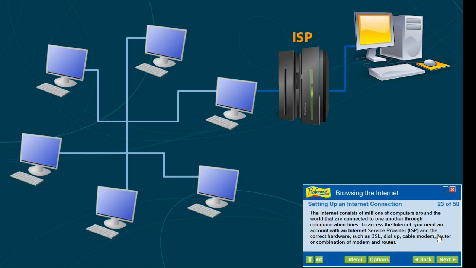The Internet consists of millions of computers around the world that are connected to one another through communication lines. To access the Internet, you need an account with an Internet Service Provider, ISP, and the correct hardware such as DSL, dial-up, cable modem, router, or combination of modem and router.